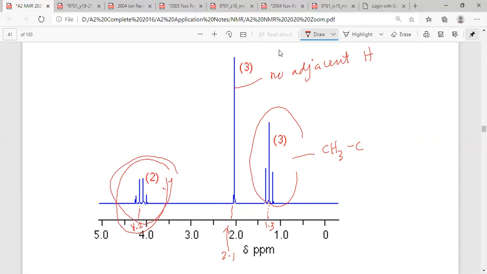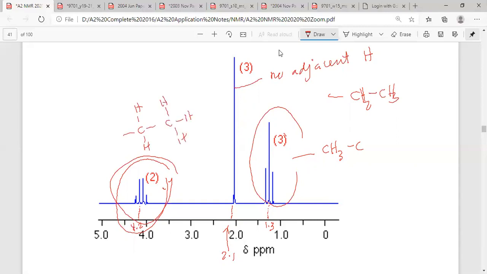Now, a very common one: 2 and 3 means this is a CH3 and a CH2. I'm drawing the reverse. Of course, this 3 will split this one into 4, a quartet. This 2 will split this into a triplet. So that's why 3 and 2. Of course, this 2 here will be a CH2, which is next to a CH3.